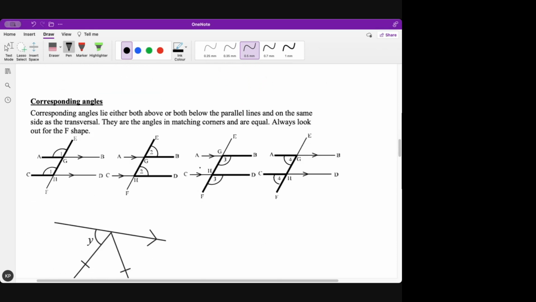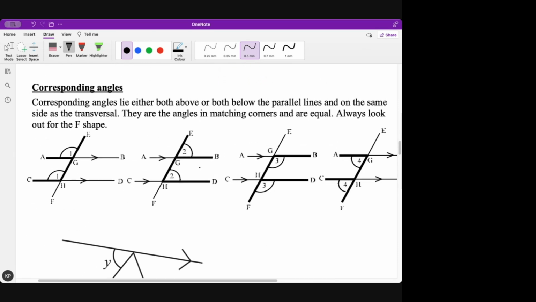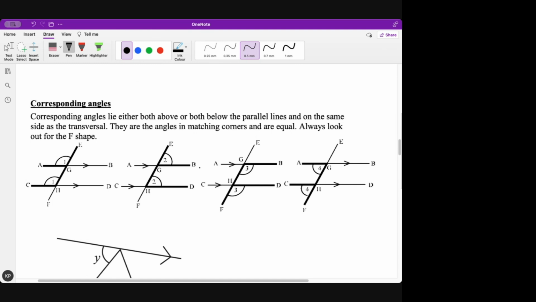Now we move on to corresponding angles. Corresponding angles are on the same side of the transversal. Once again, your transversal is this line that cuts through both parallel lines. So if you look here, they're either both on the right or both on the left, and they are both above or both below.